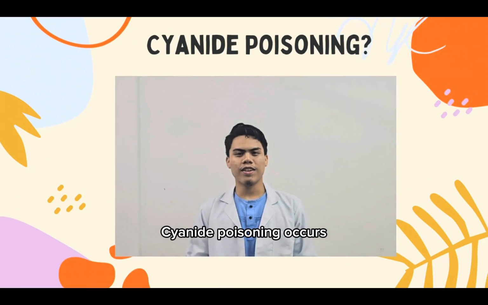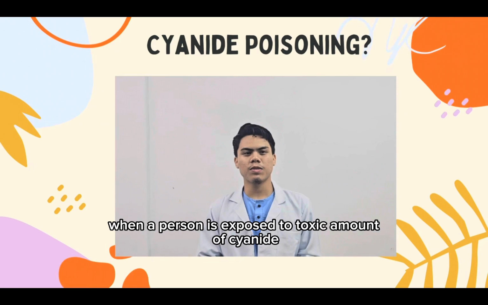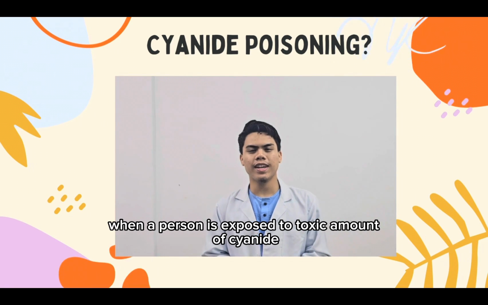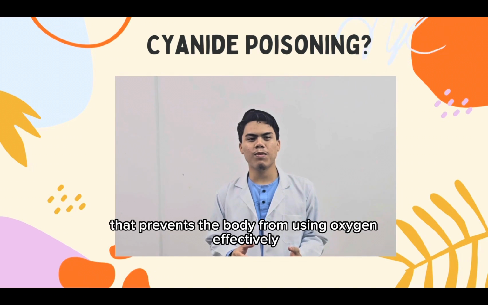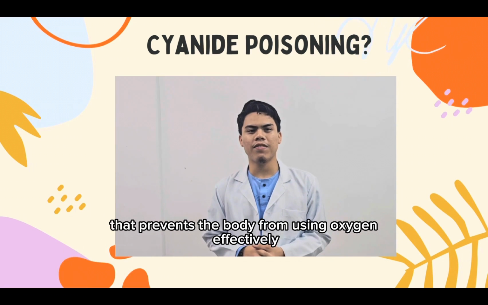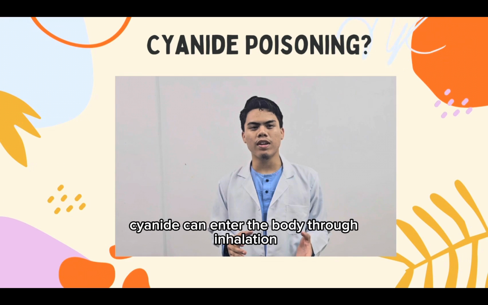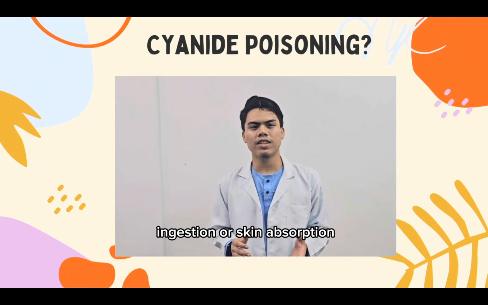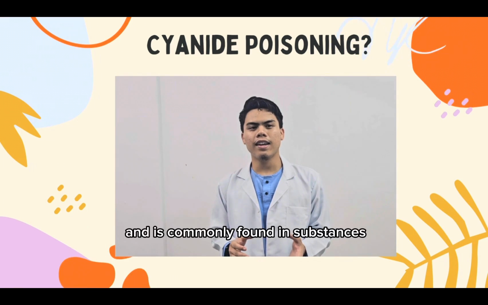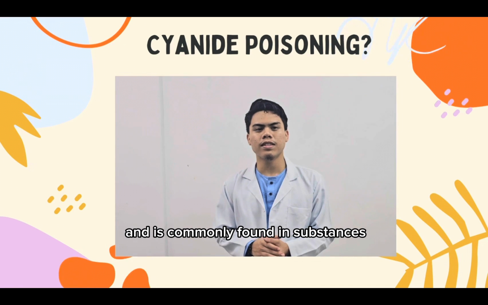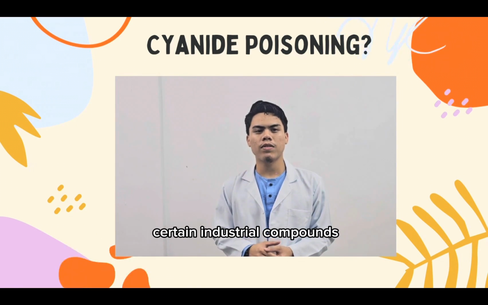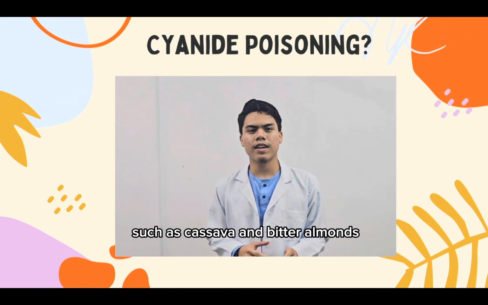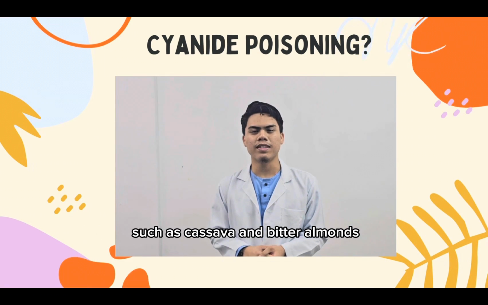Cyanide poisoning occurs when a person is exposed to a toxic amount of cyanide, a fast-acting and deadly chemical that prevents the body from using oxygen effectively. Cyanide can enter the body through inhalation, ingestion, or skin absorption, and is commonly found in substances like hydrogen cyanide gas, certain industrial compounds, and some plants such as cassava and bitter almonds.